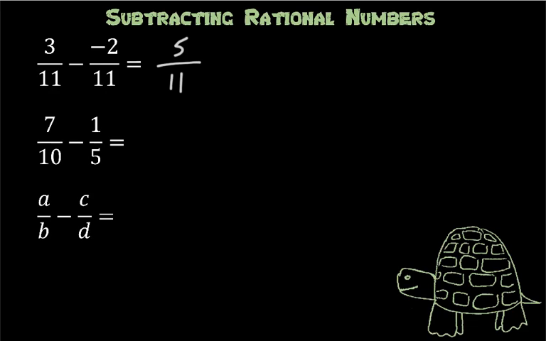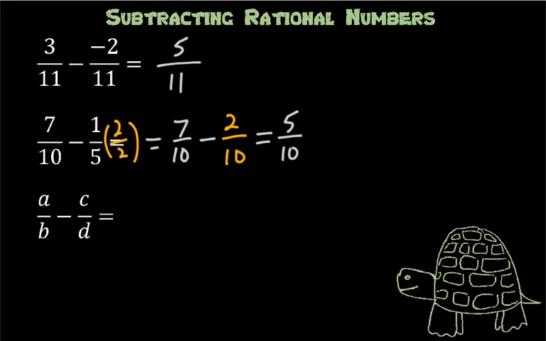In this next one, I can see right here that if I take that 5 and I multiply by 2, I'll get 10. So I'm going to multiply this by 2 over 2. And so I'll have that 7/10, subtract, and then 1 times 2 is 2, 5 times 2 is 10. Now that gives me my common denominator, and I can do 7 minus 2 is 5, and 10 is the denominator.